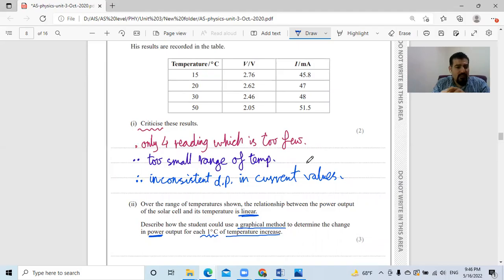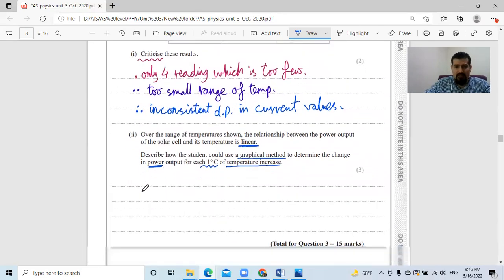One of the answers, from Hamza: taking readings of the power. Calculating the power, not taking the readings of the power, because I don't have the power in the readings. Then plotting the graph of power versus temperature and drawing a straight line. Then find the gradient. Good answer, Hamza. So I will do that in several steps.